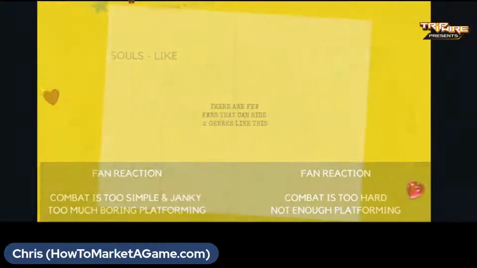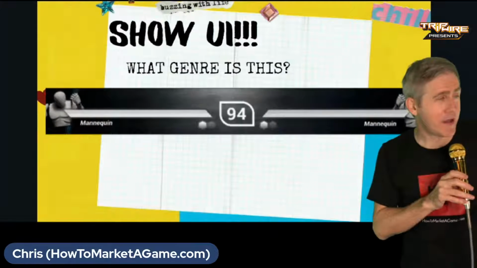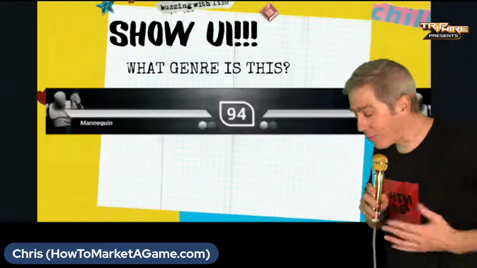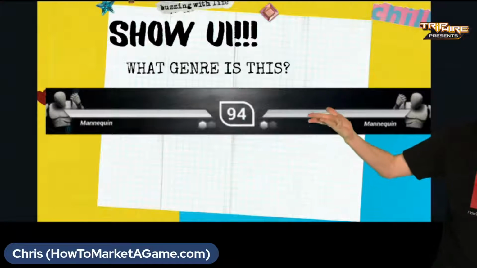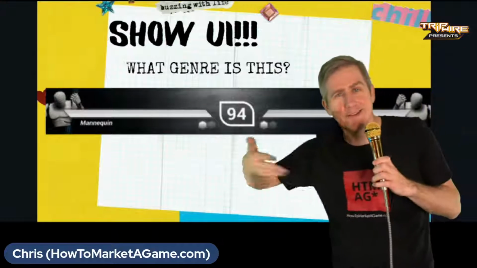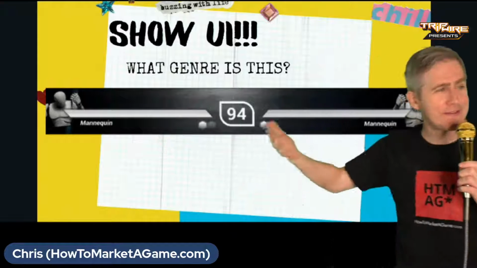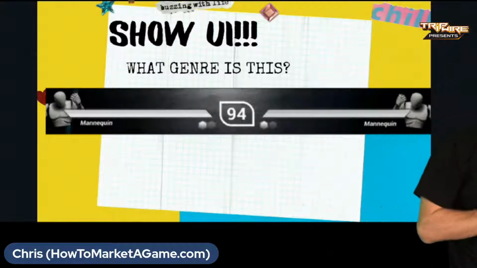Okay. So we're going to show this. Show UI. It's a great way of showing genre. Look at this. The genre, what is it? It's a 2D fighter. It's a Street Fighter type of game. You know it just by looking at the UI. That's how we can show it.